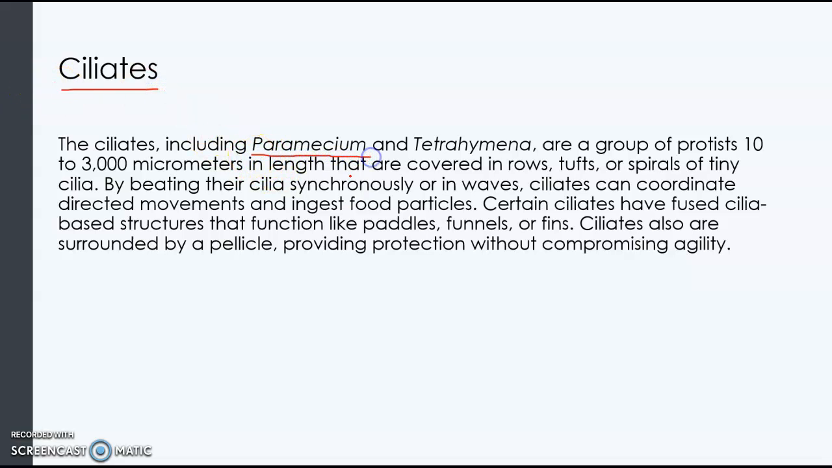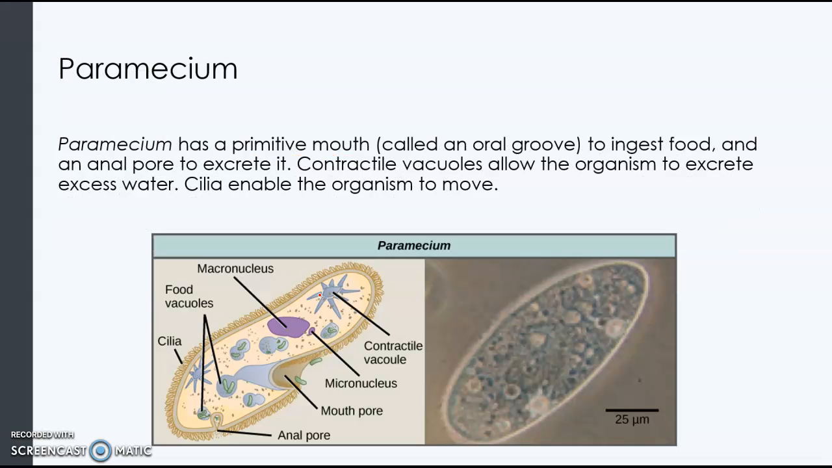Then we have the ciliates, which includes the paramecium. And that's the only one you need to know. Ciliates ingest their food particles through an oral groove. And of course, they move by cilia. And they're surrounded by a structure called a pellicle, which is an extra protection that doesn't inhibit them from moving.